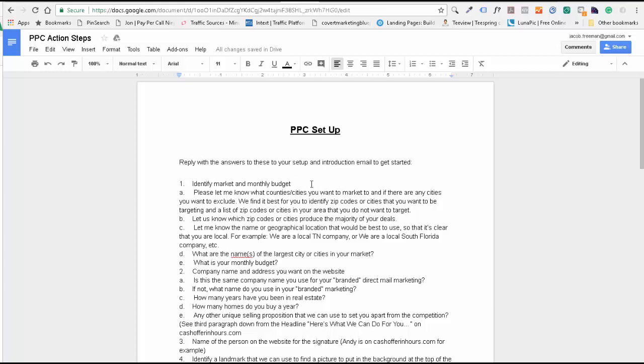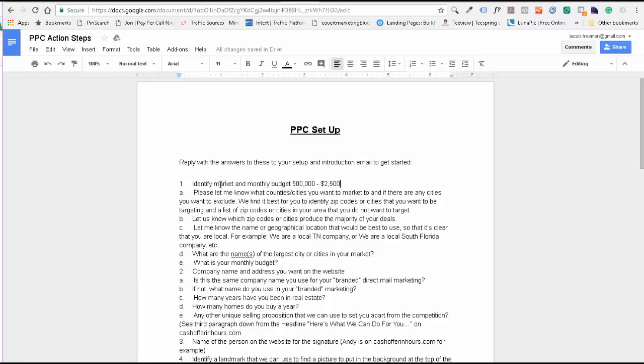A good rule of thumb is if you're targeting 500,000 people, we probably need at least $2,500 in AdWords budget to adequately market to those people. If you are targeting 1 million people, that would be 5,000. If you're targeting 1.5 million people, that would be 7,500. But you can see how that would go.